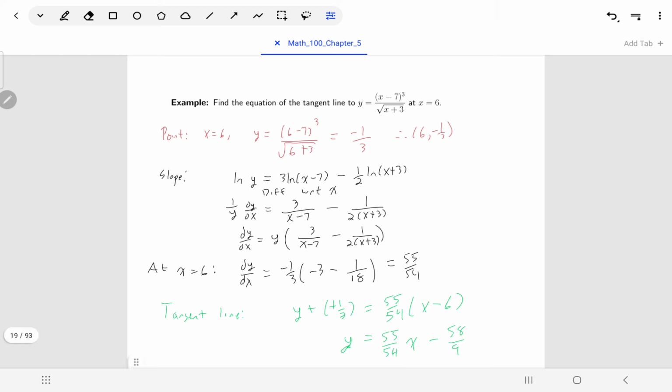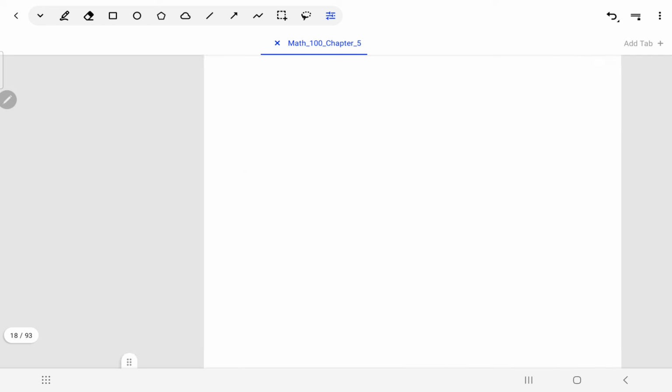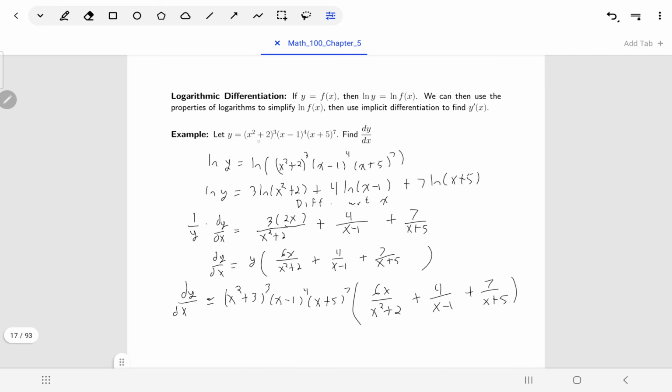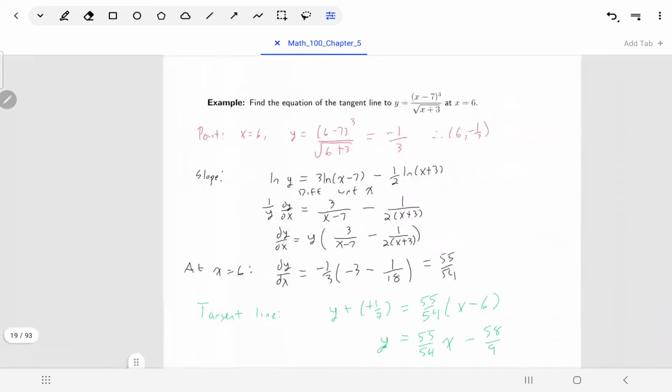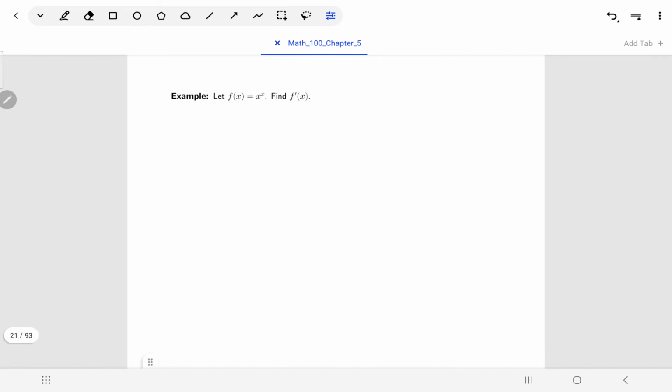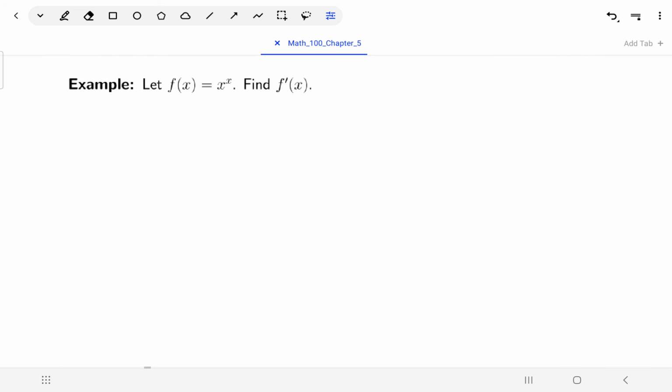Now, for the last two problems that we did, they would be irritating to do without logarithmic differentiation, but they'd still be possible to do. So if you really wanted to, you could do this with quotient rule, and for the previous one, you could have done it with a bunch of product rules. But you can have functions where you don't really have much of a choice, and this is one where we don't really have much of a choice.